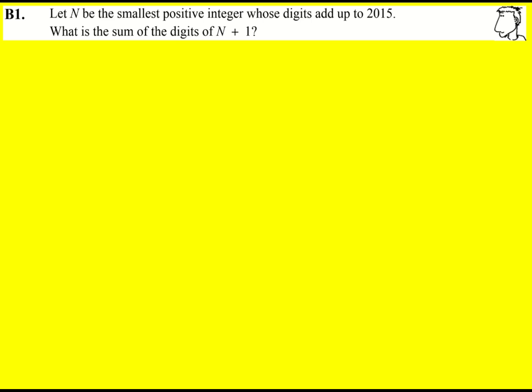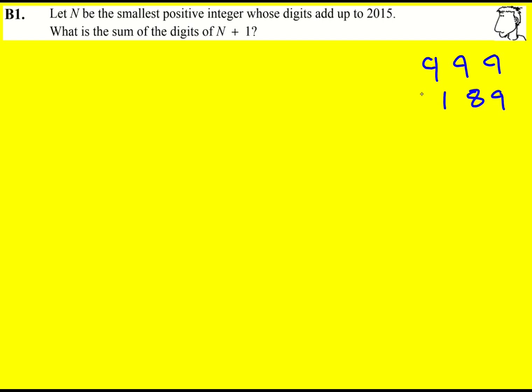We want the smallest positive integer whose digits add up to 2015. Now, to minimize the number of digits, we actually want to maximize the size of the digits. For example, if we want the digits to add up to 27, then we'd want 999. As soon as we go lower, then we're going to have more digits.